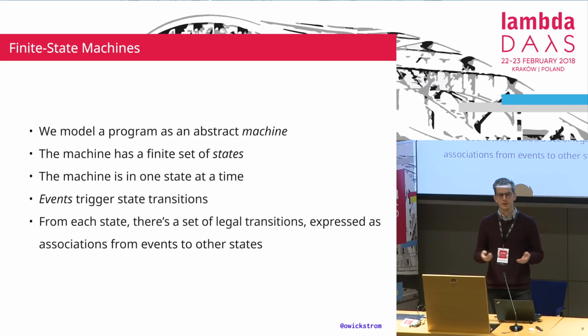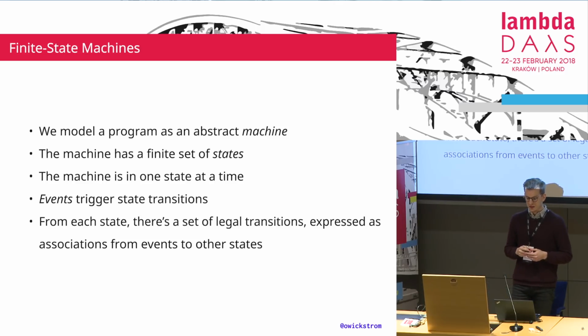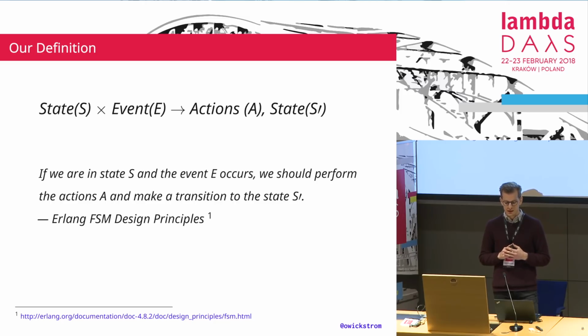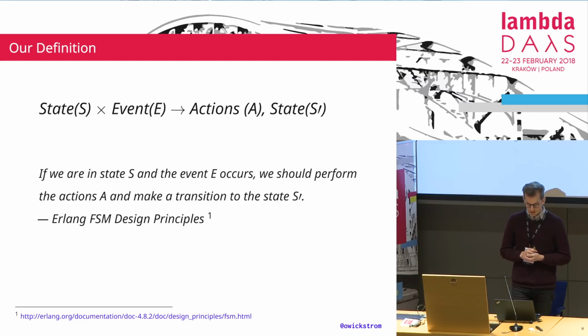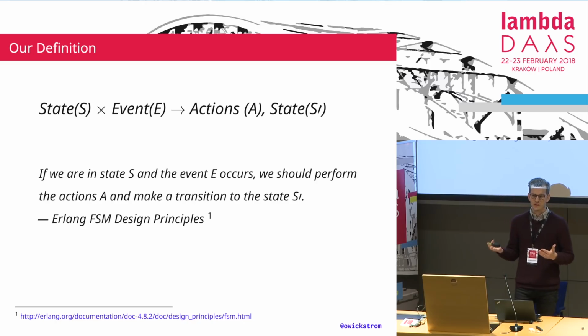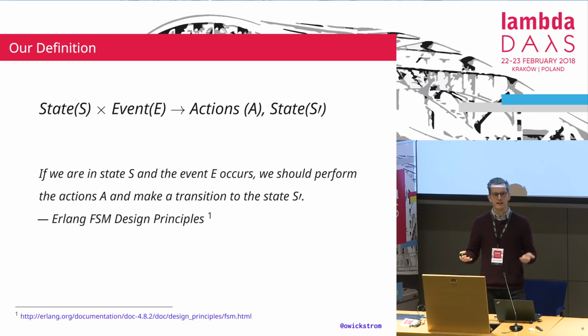Many of you might have heard of finite-state machines before in one way or another. It's a well-known thing, and there are many ways to express them. So for this talk, I'll borrow this definition, which actually comes from Erlang's documentation. So maybe you have seen this before. It says that if we are in state S, an event E occurs, we should perform the actions A and make a transition to state S prime. This is a conceptual model. We won't necessarily write everything as functions with this signature, but we can think of it in this way.